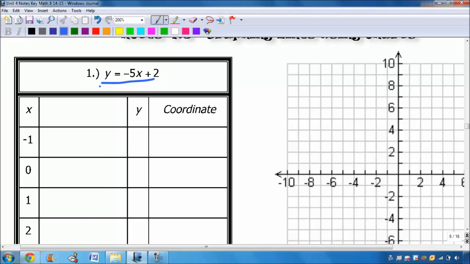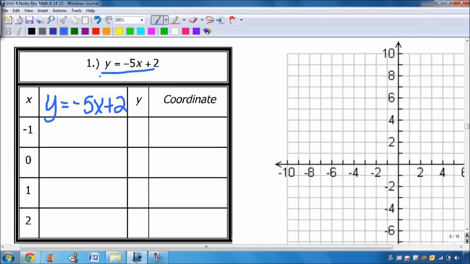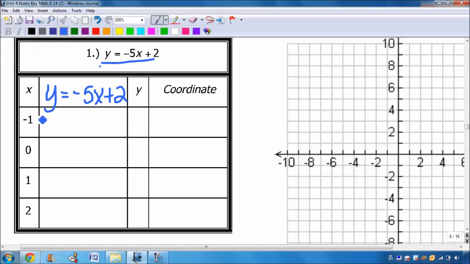Now the y is already isolated in this example right here, so I don't have to do anything to get the y by itself. This box right here, we're going to just fill in what y is equal to when it is isolated. So here, y is equal to negative 5x plus 2. Okay, so now all I need to do is figure out what my coordinates are. Now in this chart right here, all of these values are just given to you randomly. You could choose any points that you want because a line has infinite points, right? A line goes on forever, so you have a lot of points that you can choose from. So I just randomly chose these numbers and put them in.